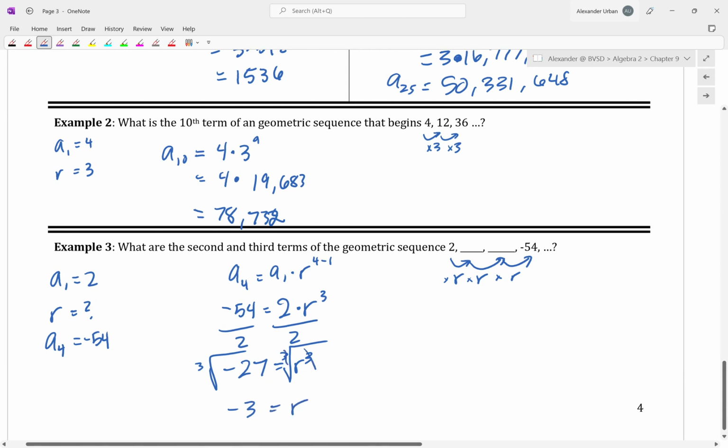So, we can find the next few terms here if we just say, hey, we have to multiply by negative 3, so times negative 3 times negative 3 times negative 3. So 2 times negative 3 is negative 6. Negative 6 times negative 3 is positive 18. And you can see it goes back and forth between positive and negatives.